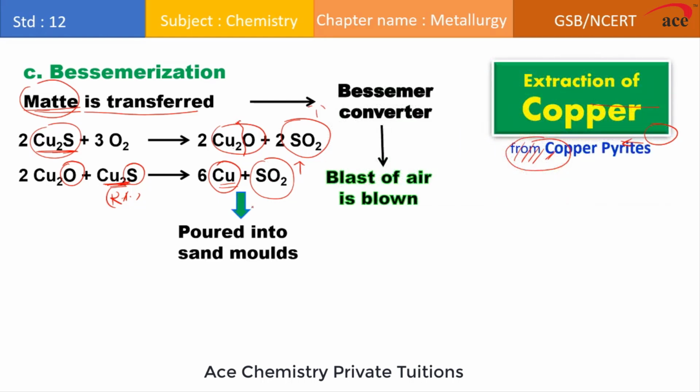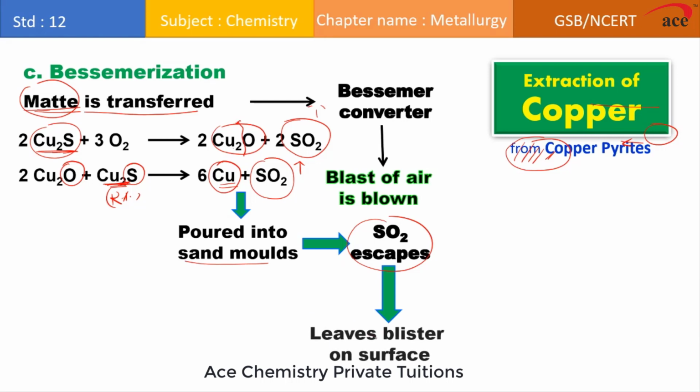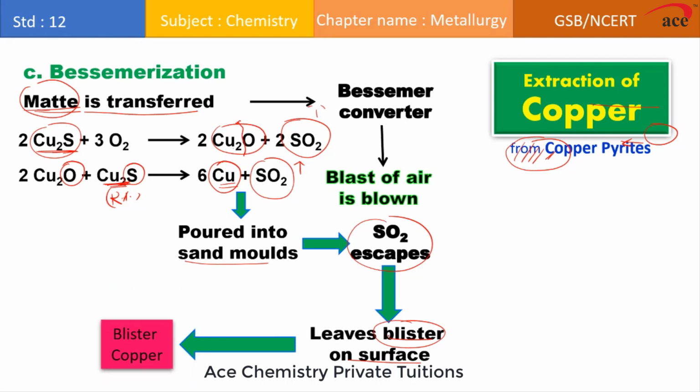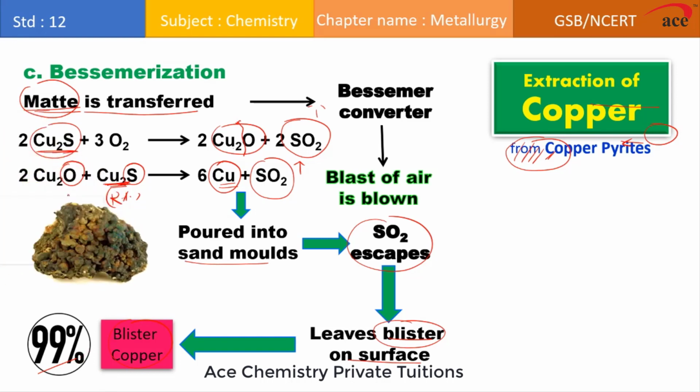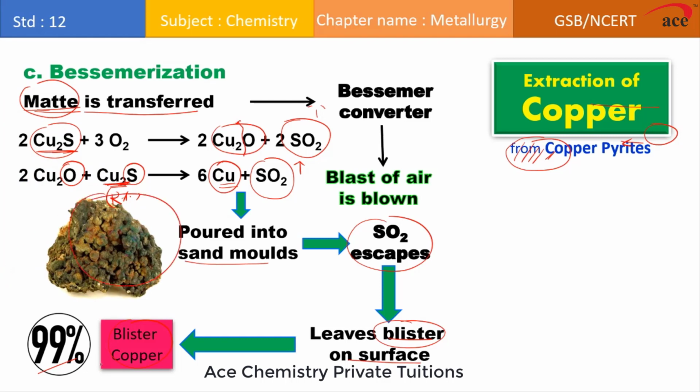Now this mixture is poured into sand molds, and if it is kept for a longer period of time, it releases what? Sulfur dioxide gas. As the sulfur dioxide gas is released from this molten metal, it forms blisters on the surface of the metal. Because of the formation of blisters on the surface of the metal, this copper which is obtained from the Bessemer converter is also referred to as blister copper. This blister copper is about 99% pure, and the physical appearance is like this.